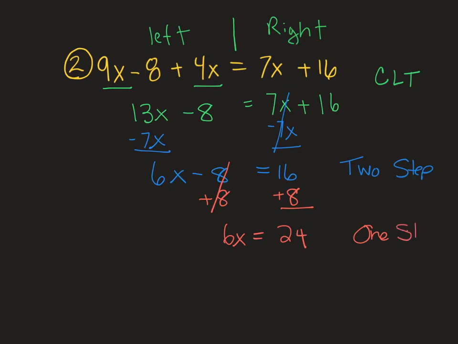And now I'm at the point where I just have that one step left. I see 6 times x. I'm going to divide both sides by 6 to have x equals 4. Okay. Let's look at another example.